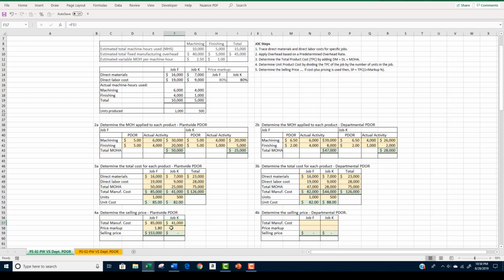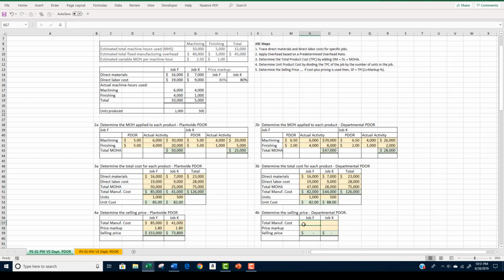For job K, the total manufacturing cost was $41,000. To get a selling price, we multiply the $41,000 by 1.80. The selling price for job K is $73,800. We determine the selling price the same way for the departmental approach.